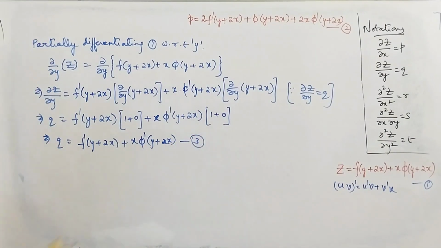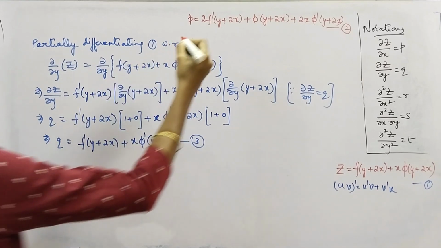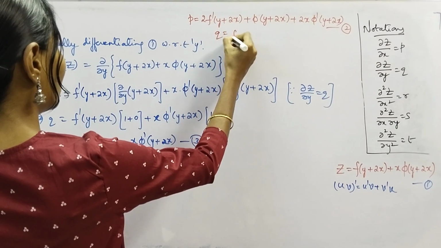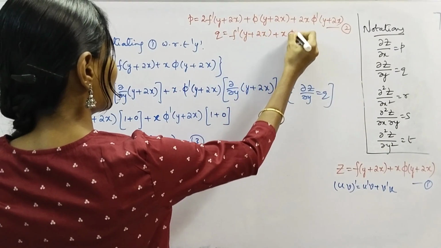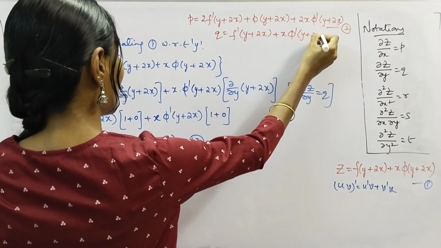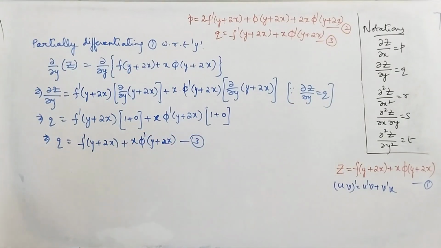Consider as equation number 3. So you got the equation involving q here, right? We got q equal to f dash of y plus 2x plus x into phi dash of y plus 2x, which is our equation number 3.